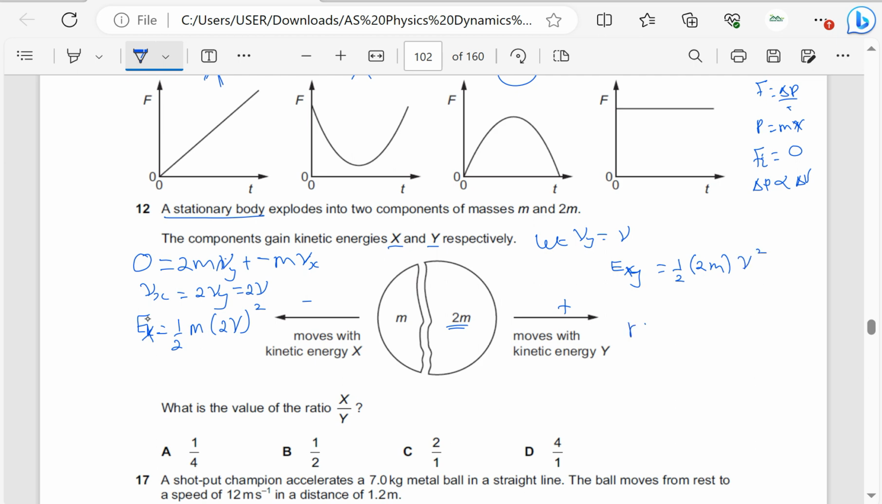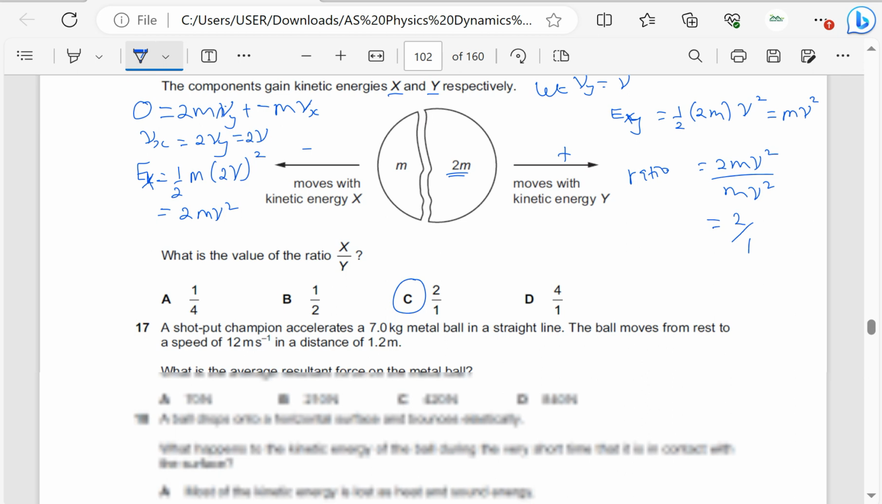Okay, so let's find the ratio. What is the ratio of the value of x over y? So kinetic energy of x over kinetic energy of y. If you simplify, the kinetic energy of x will be 4V squared times m over 2, which is 2mV squared. And for y, when you simplify, it is going to be mV squared. So the ratio is 2mV squared divided by mV squared, which is equal to 2 divided by 1. So the answer is C.